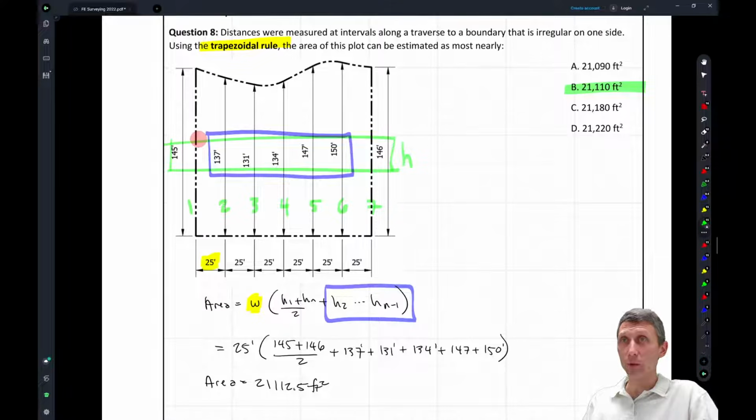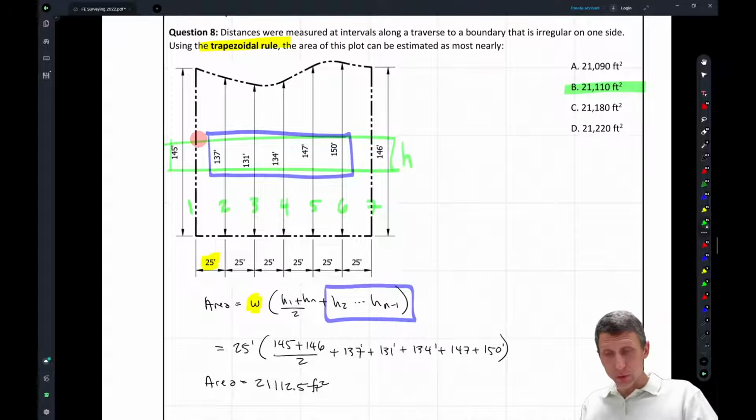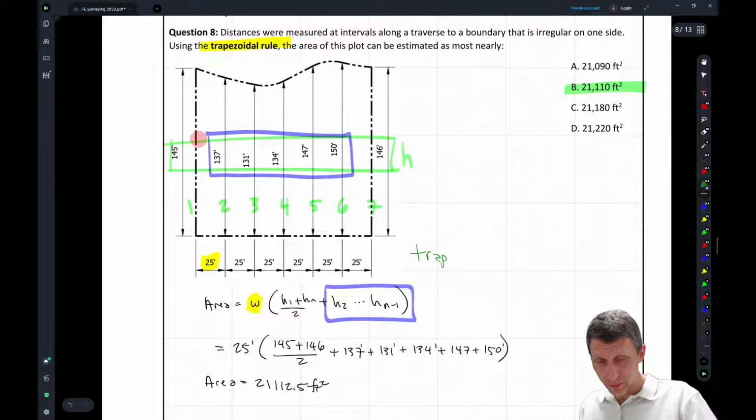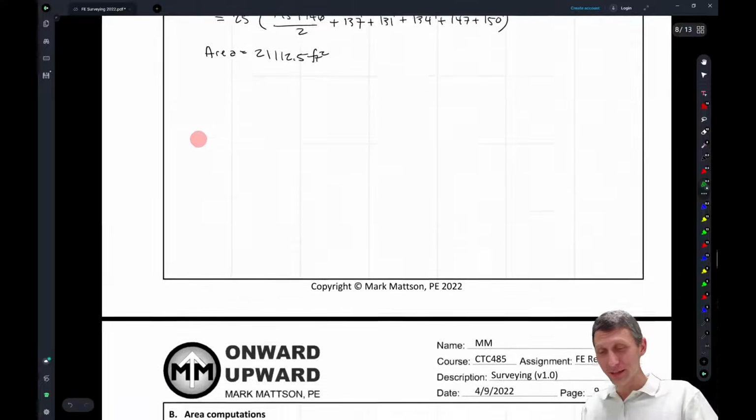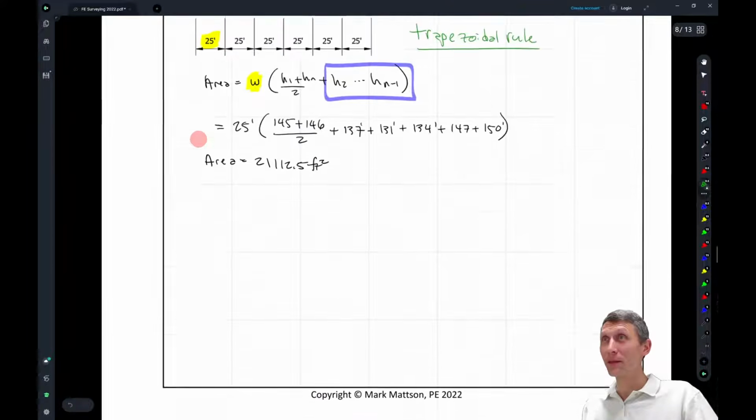Okay, so this is the trapezoidal rule, right? So the next question is, for the same area, how does it change when we use Simpson's rule?